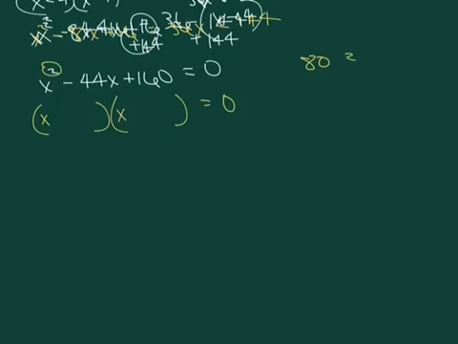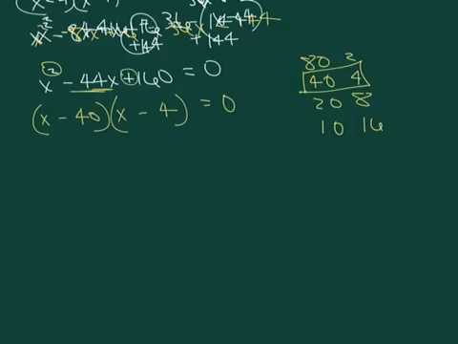80 and 2, 40 and 1, 2, 3, 4, 20 and 8, 10 and 16. I mean, there's a ton of them, but if I have a negative 40 and a negative 4 multiplied together, they give me a positive 160, added, they give me a negative 44. So that's the right one. So x equals 40, or x equals 4. Okay, so there's my answer.